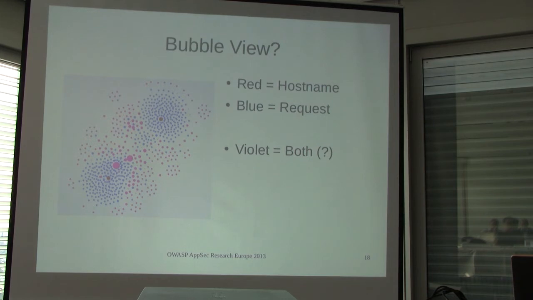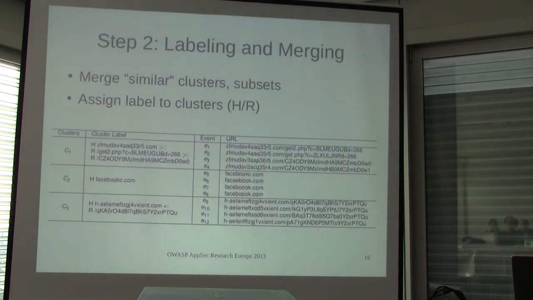Then there are some others here. These two are violet. What's that? These are URLs that have been clustered by both hostname and request, because they have both a similar hostname and a similar request. So at the end of clustering, we have to run another process where we merge these two sets of clusters together, to get rid of useless clusters, for example those that are a subset of another one. If you take cluster two here in the middle, this is a typosquatting cluster of Facebook. It is labeled with H, meaning it is a hostname-based cluster.